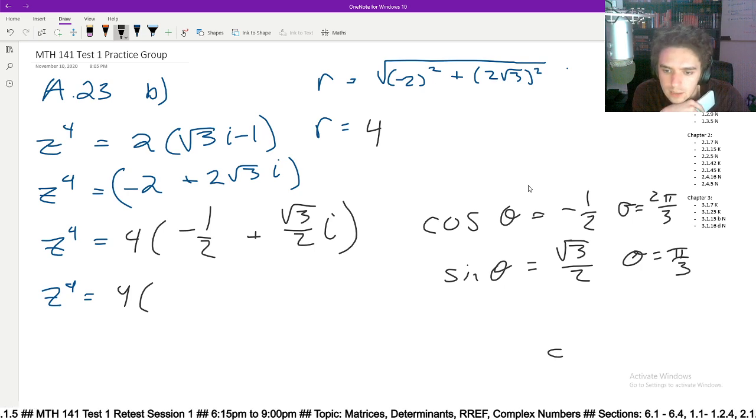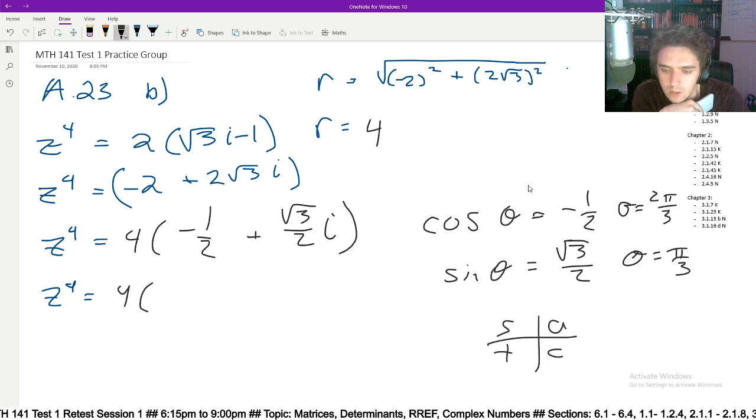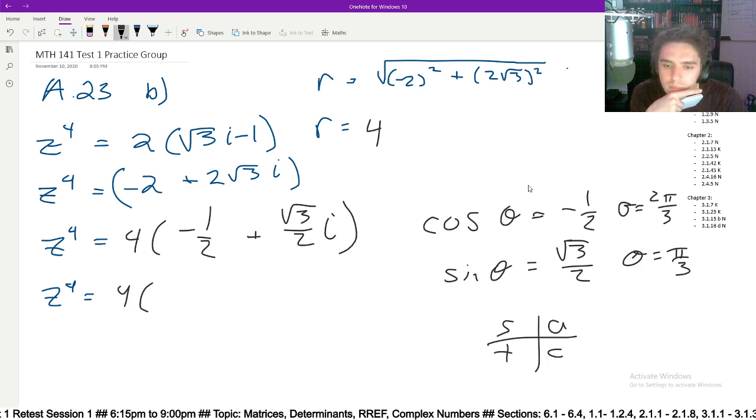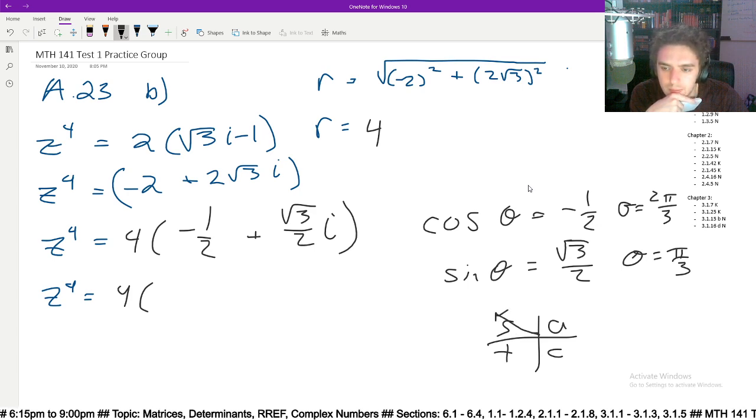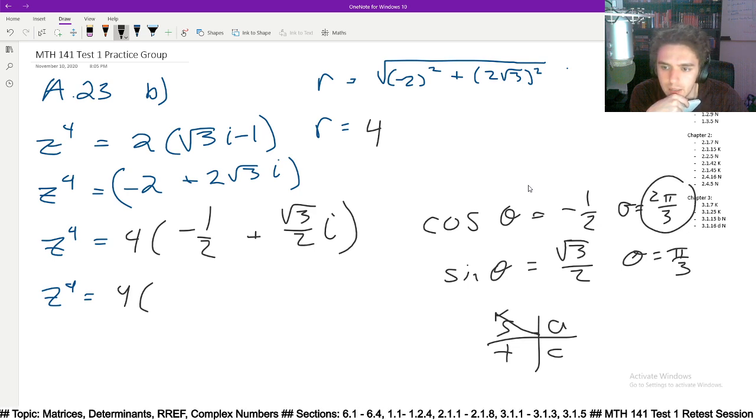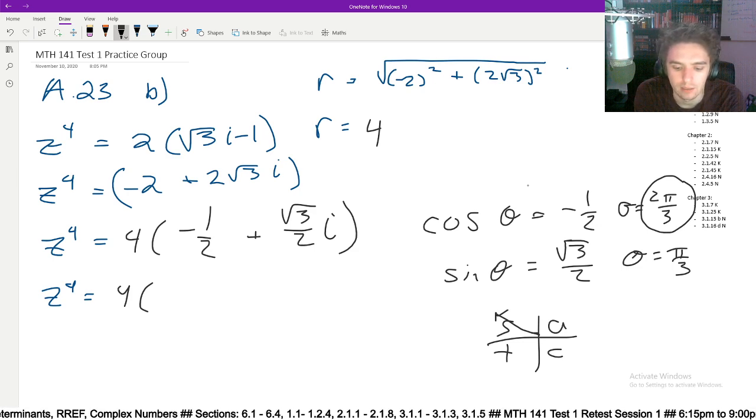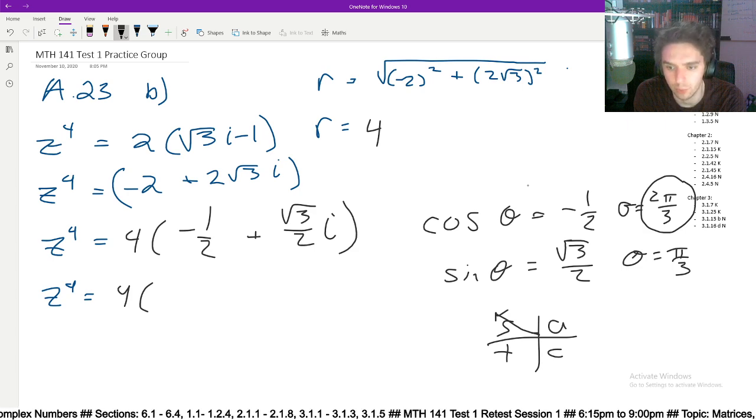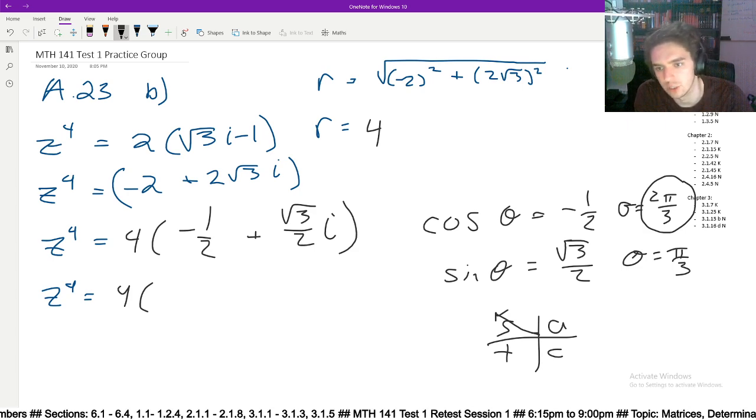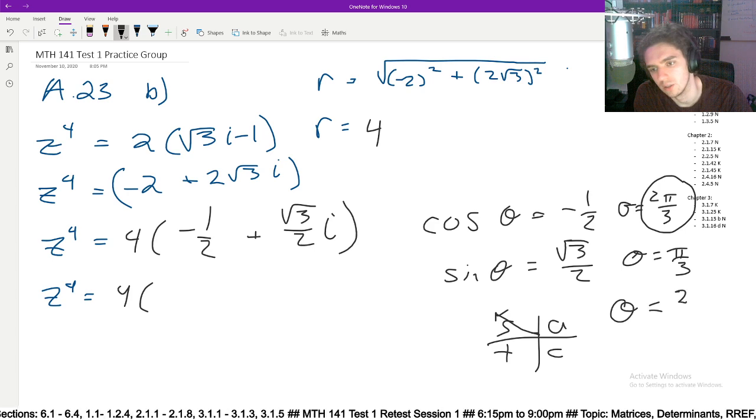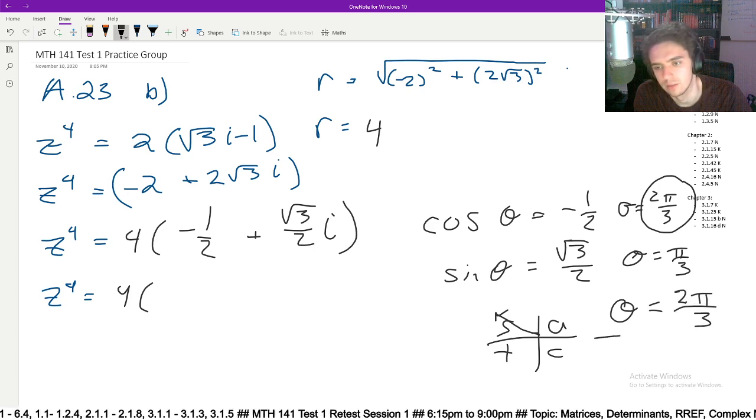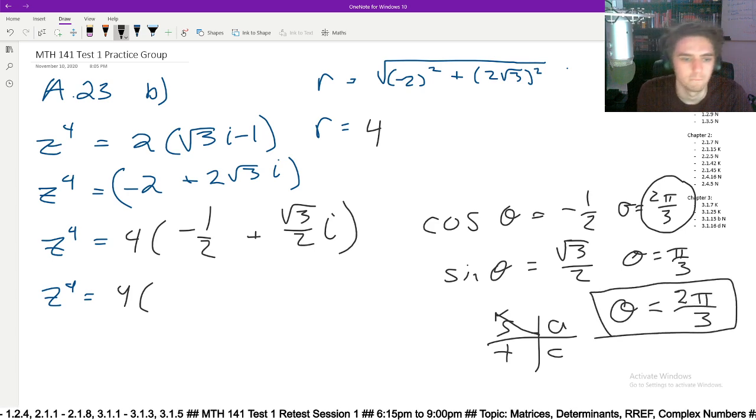Well, we're going to have to look at our CAST rule, right? Sine is positive, cos is negative, so we have to be in this quadrant, right? That tells me that it should be 2 pi over 3. Let's check. Is sine of 2 pi over 3 equal to root 3 over 2? Yes, it is. So then our theta is just going to be 2 pi over 3.